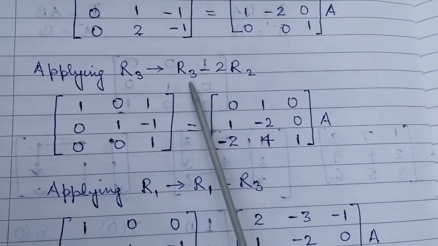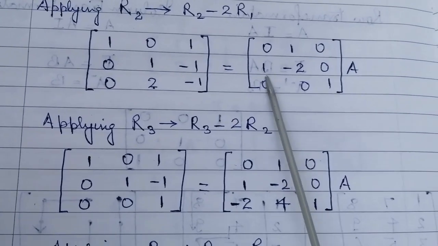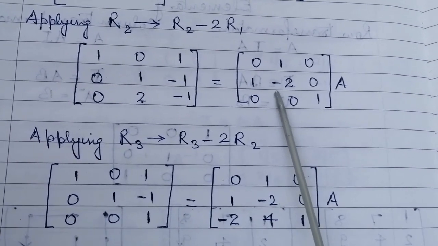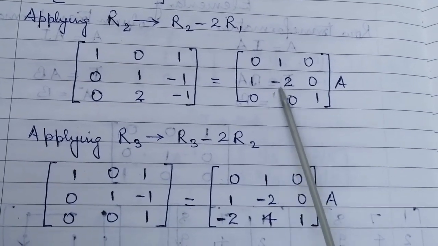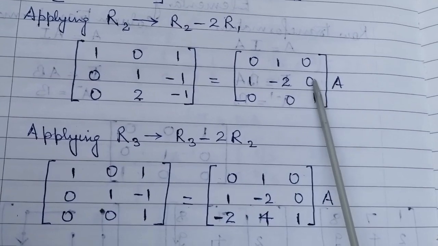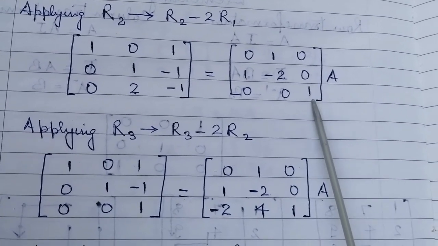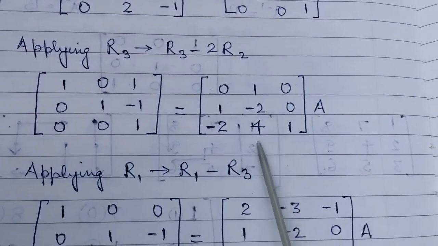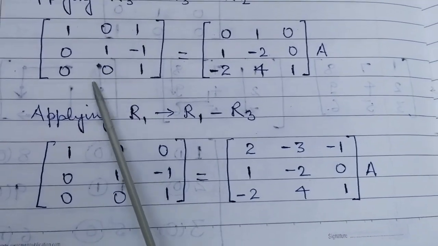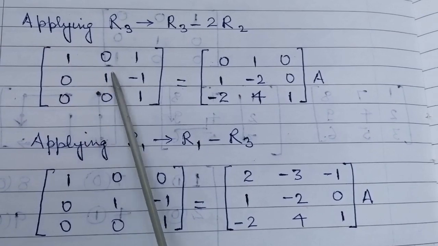Sorry, it was R3 minus 2R2. So 0 minus 2 into 1 is minus 2, 0 minus 2 into minus 2, that will be 4, and 1 minus 2 into 0 will be 0. So 1 minus 0 should be 1. So we are getting here minus 2, 4, 1. Okay, now I have done 1, 2, 3, 4, 5, 6.